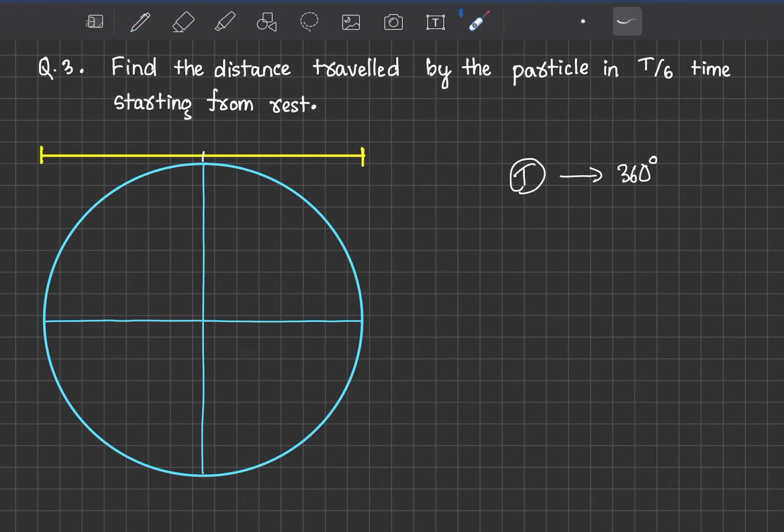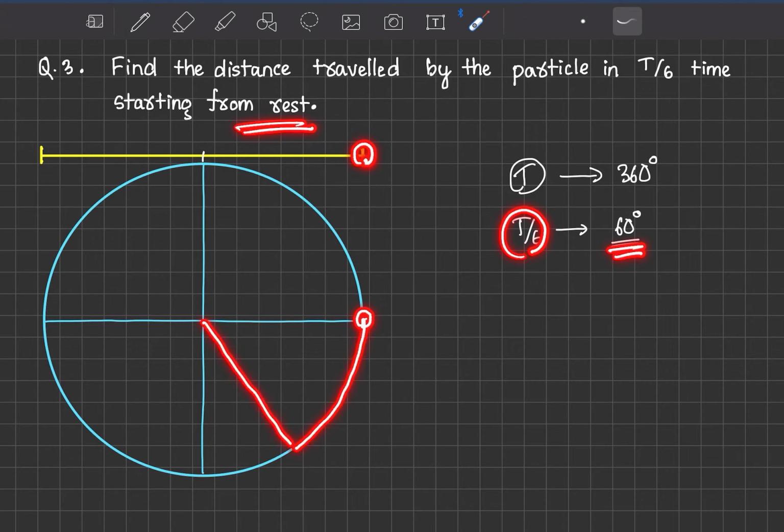Now here it is asking us t by 6 time. T by 6 time means in t by 6 time the particle can cover only 60 degree rotation. Now think, the particle is starting from the extreme position, because it is starting from rest. In the question it is given starting from rest, means the particle is starting from extreme. So corresponding position in the circle, the point P must be starting from this extreme diametrical point, right? This point. And in t by 6 time it should cover 60 degree angle. That means it will go like this till it covers 60 degree angle.